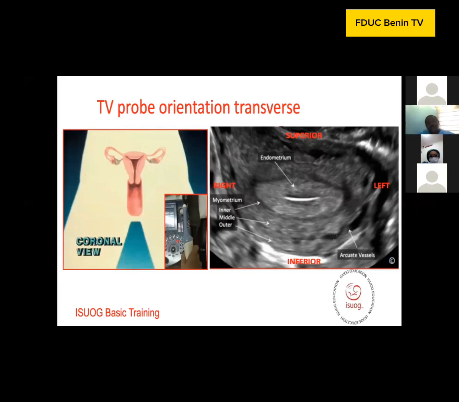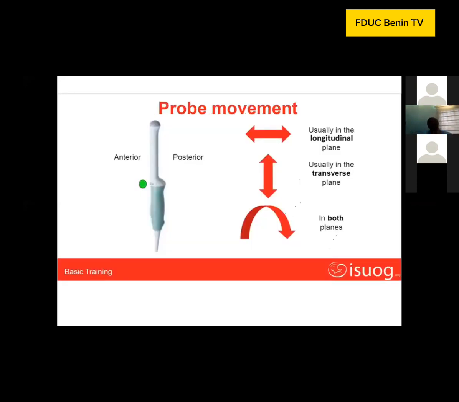Because if you do not appreciate orientation, you would report a left-sided fibroid, a left-sided mass as right-sided, and you would report an anteverted uterus as retroverted, and you will report an anterior fibroid as posterior, making it difficult for the laparoscopic surgeon, for example, to actually pick up the image. So we'll discuss this further as we get along. Now, we go to probe movement, the basics.